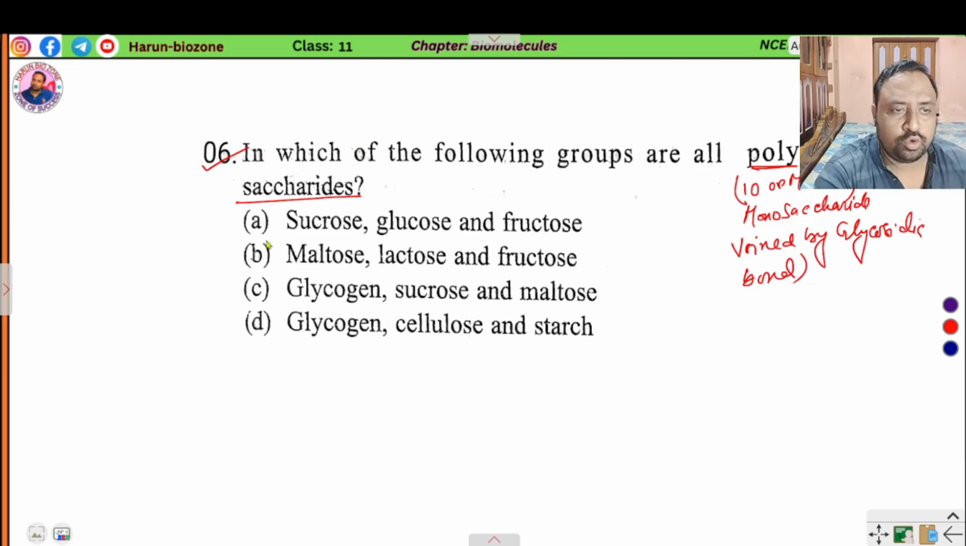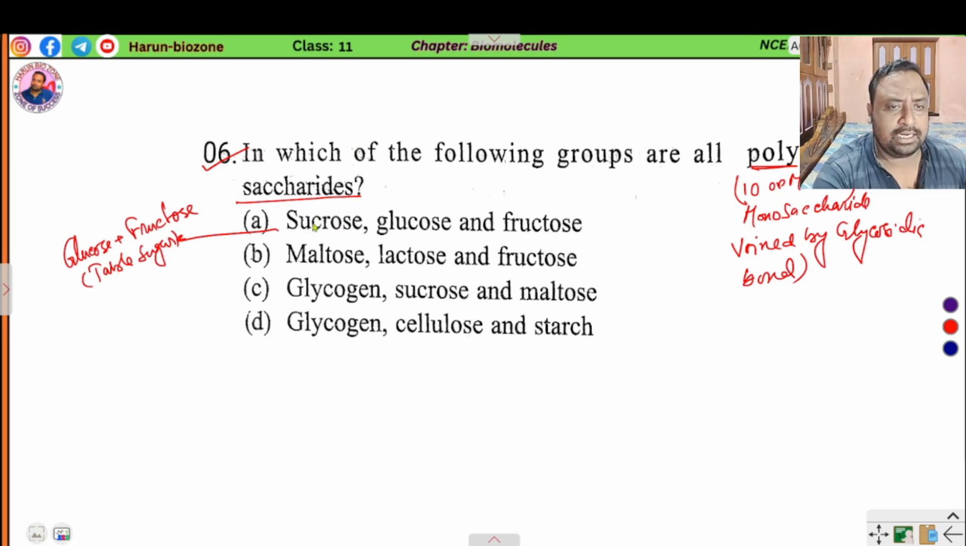So here sucrose is a disaccharide, made by glucose plus fructose. This is called table sugar, so this is not a polysaccharide. Glucose is a monosaccharide, made by a single unit of sugar. Fructose is also a monosaccharide. Fructose is called fruit sugar.